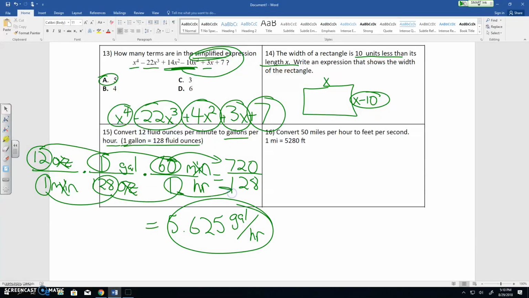That's 128. So then we divided the 2,720 by 128, and we come up with a final answer of 5.625 gallons per hour. So that was an easy conversion for us. All right, let's try another one.